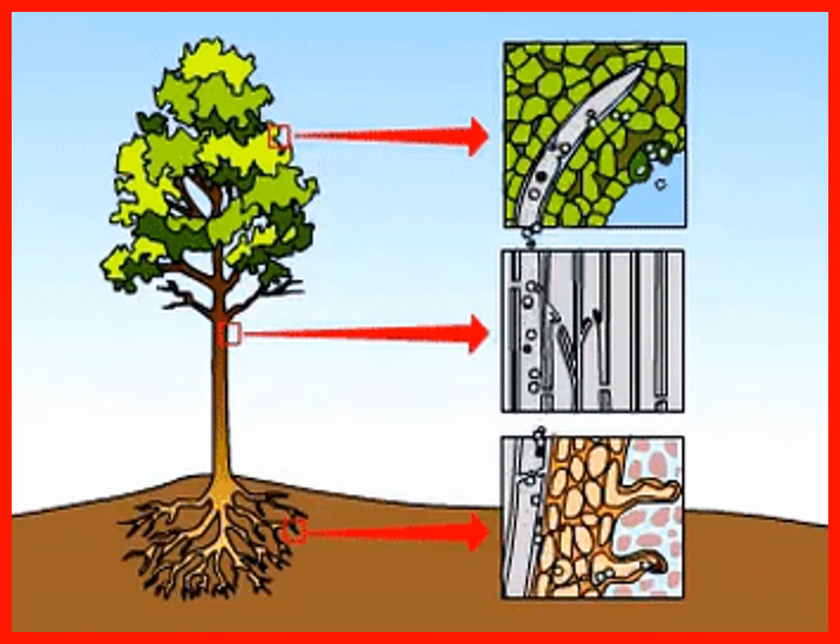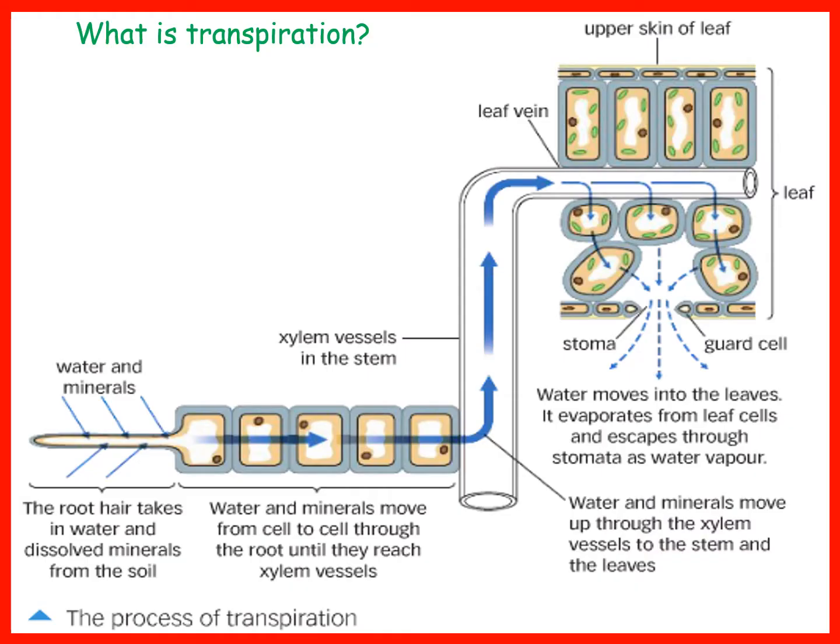Here's an animation showing transpiration of water moving from the roots through the xylem all the way to the leaves and then being evaporated out of the stomata.